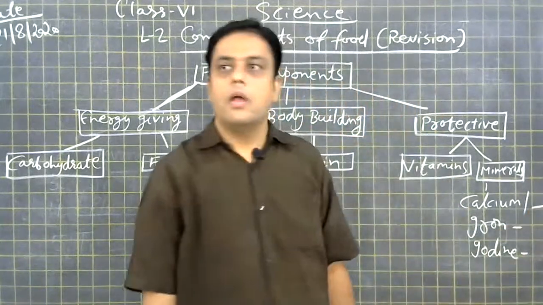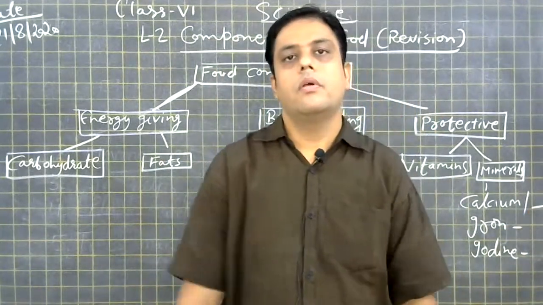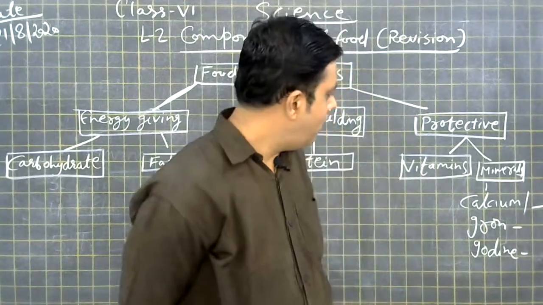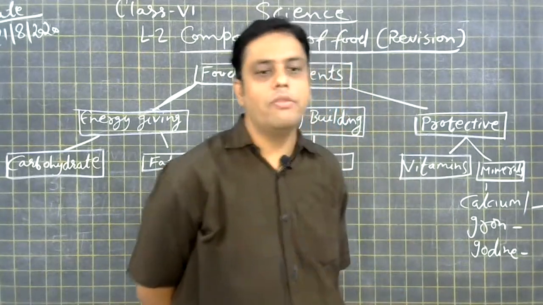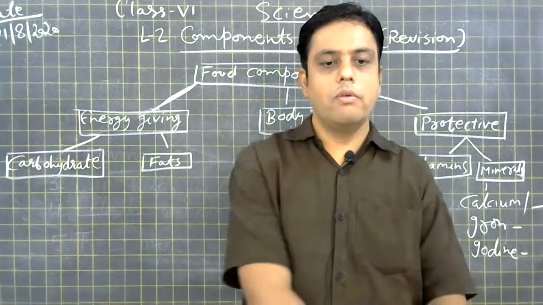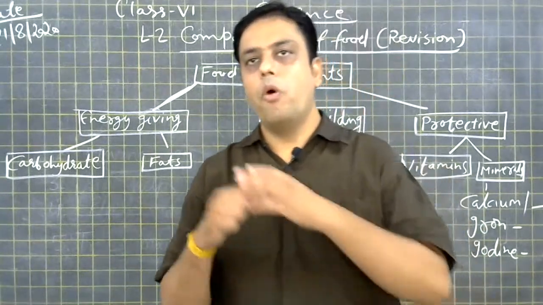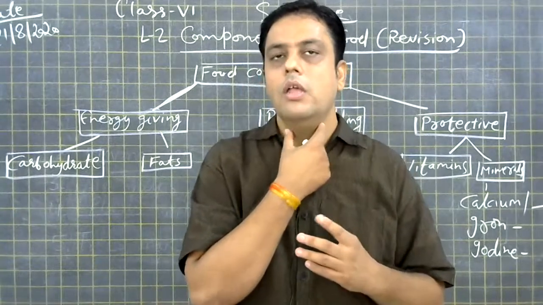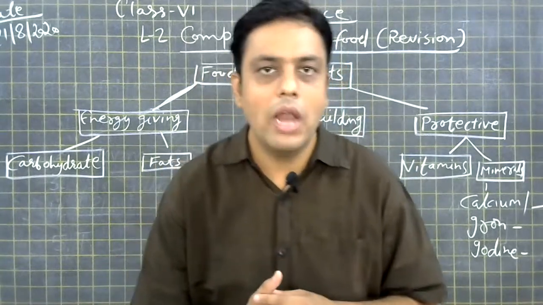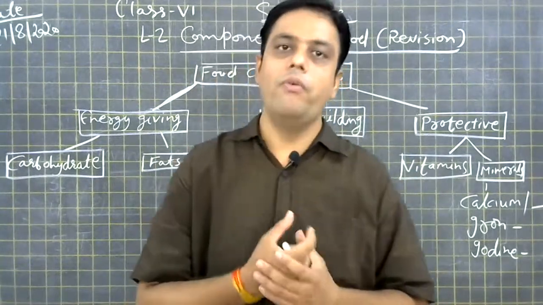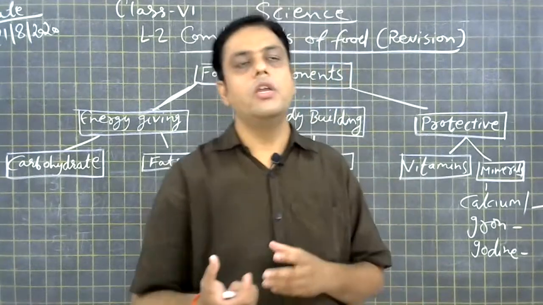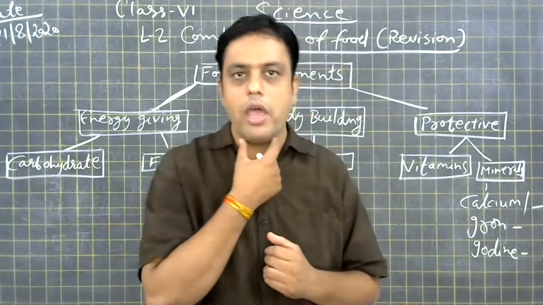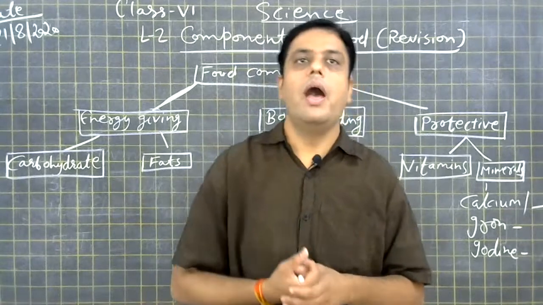Iodine is there. That is the other mineral that is needed for us. Iodine is needed for proper functioning of the gland that is present in our neck, called the thyroid gland, and it is a very important gland of our body. For proper functioning of the thyroid gland, we need iodine.